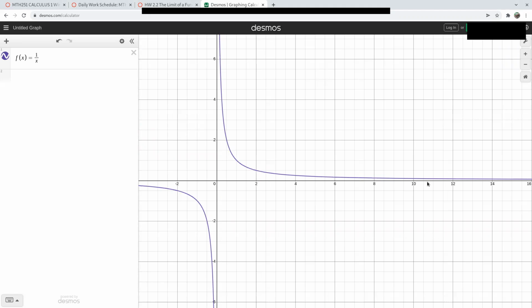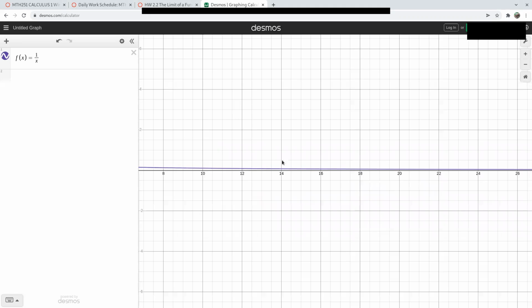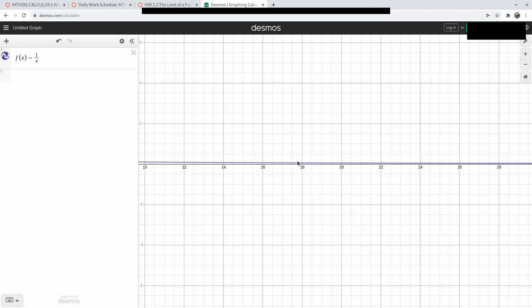But since we're always picking positive values, this thing is always going to be above the x-axis. So the limit of what this function can do as we move out to the right, it can't go below the x-axis. The x-axis is the line y equals 0. So y equals 0 forms the limit of this function as x increases forever.